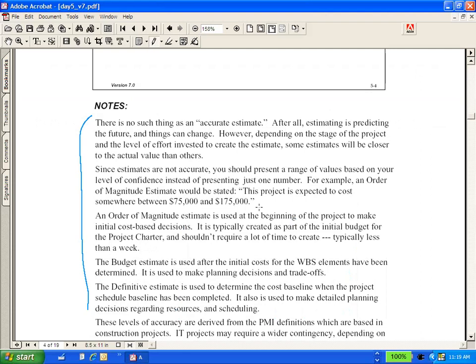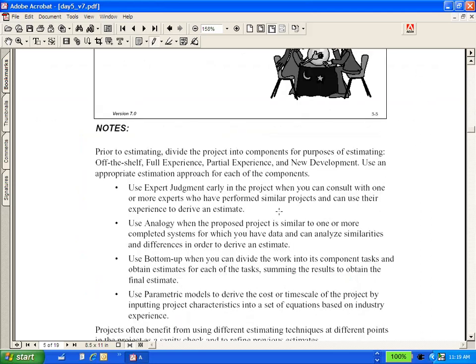So yeah, you should not say that the project will cost $100,000. Say the project will cost somewhere between 75 and 125. Leave a margin.